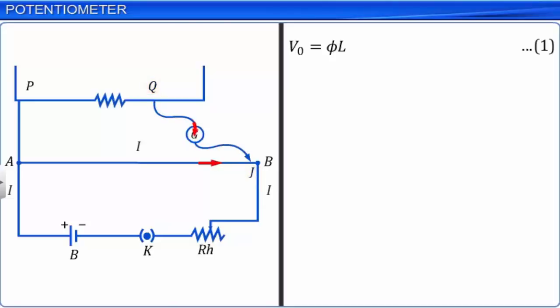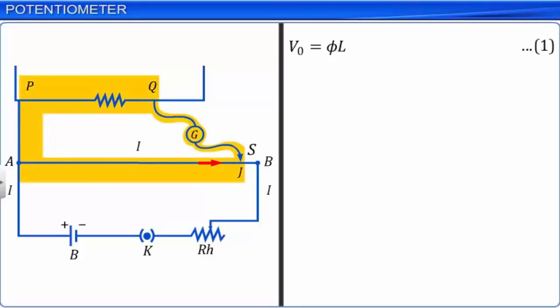Contact is made on the potentiometer wire using the jockey, which is pressed at various points on the potentiometer wire. In this process of making contact at various points on the wire, we come across a point S on it, such that the potential at that point is the same as the potential at point Q. Hence, the circuit comprising points A, S, Q, and P is in a balanced state and the current in the galvanometer is 0. This circuit is also referred to as a secondary circuit.